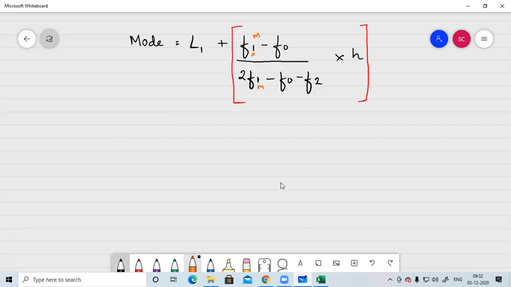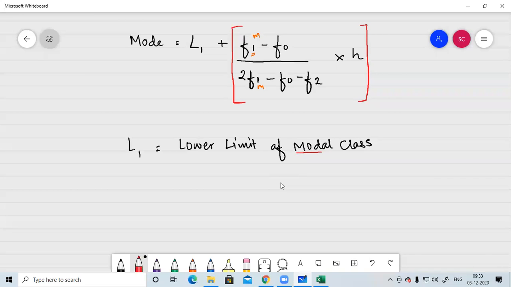The formula here says L1. L1 is equal to the lower limit of modal class. Again, like last time, we had the word median class, which we found out by doing n by 2. Today, we have the word modal class. Then we have F1, sometimes also known as Fm. Whatever is convenient, you can remember that. There is no harm in that.